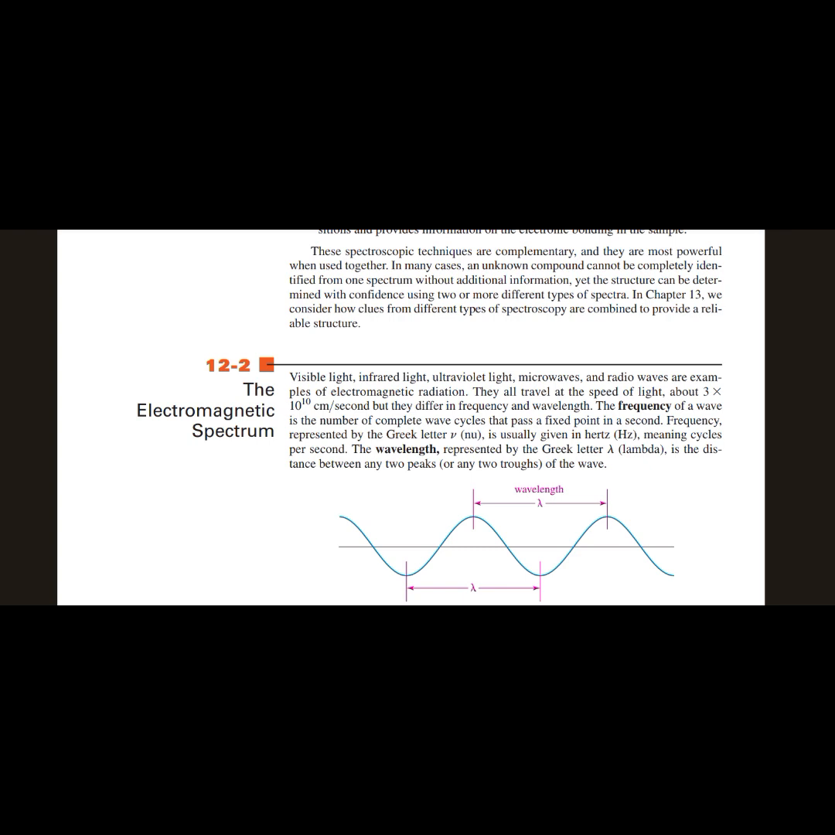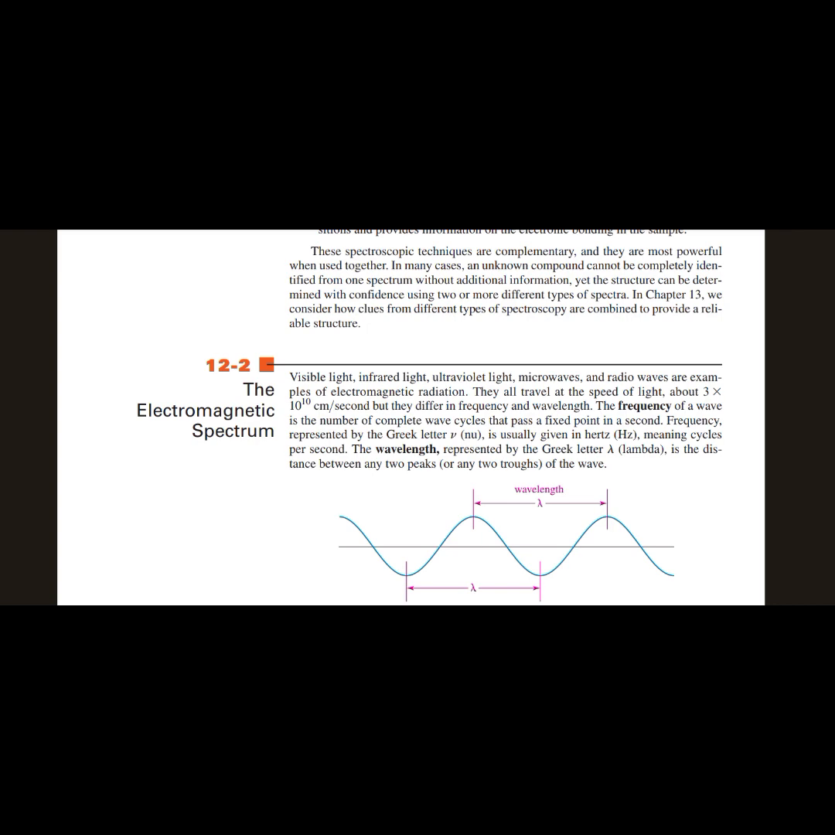The electromagnetic spectrum. Visible light, infrared light, ultraviolet light, microwaves and radio waves are examples of electromagnetic radiation. They all travel at the speed of light, about 3 × 10^10 centimeters per second, but they differ in frequency and wavelength. The frequency of a wave is the number of complete wave cycles that pass a fixed point in a second. Frequency is represented by the Greek letter nu. Nu is usually given in hertz, meaning cycles per second.